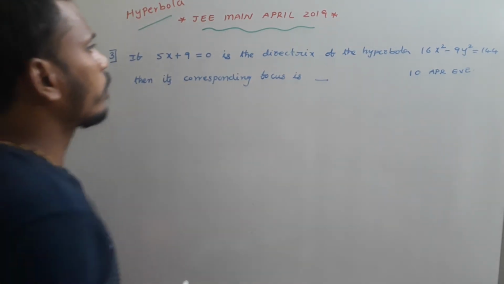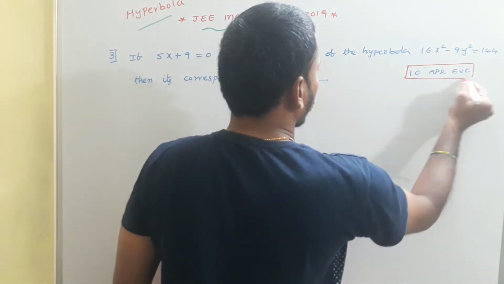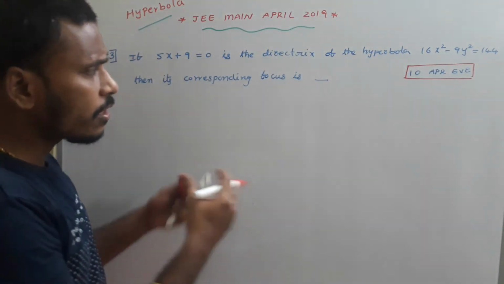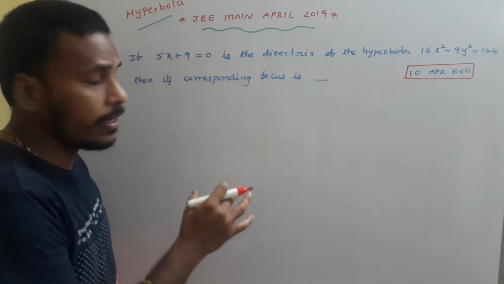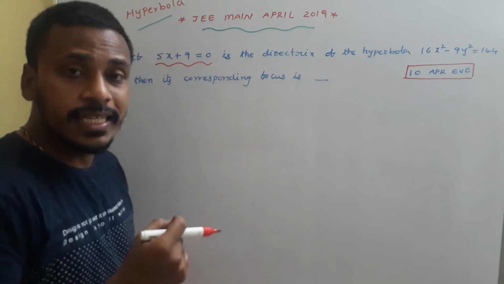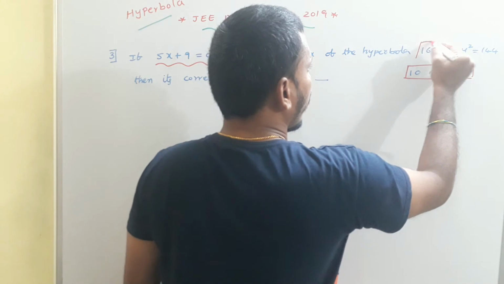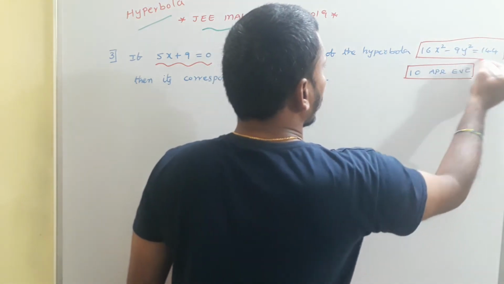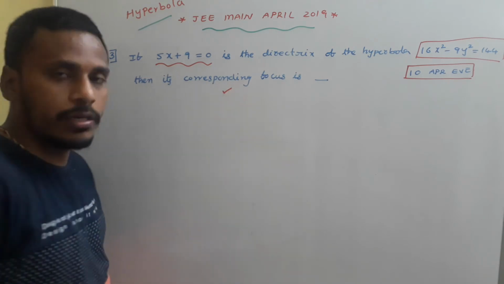So next problem, which was asked in the 10th April evening session. This is about the hyperbola and its shape and nature. 5x plus 9 is equal to 0 is the directrix of the hyperbola 16x square minus 9y square is equal to 144. We need to find its corresponding focus.